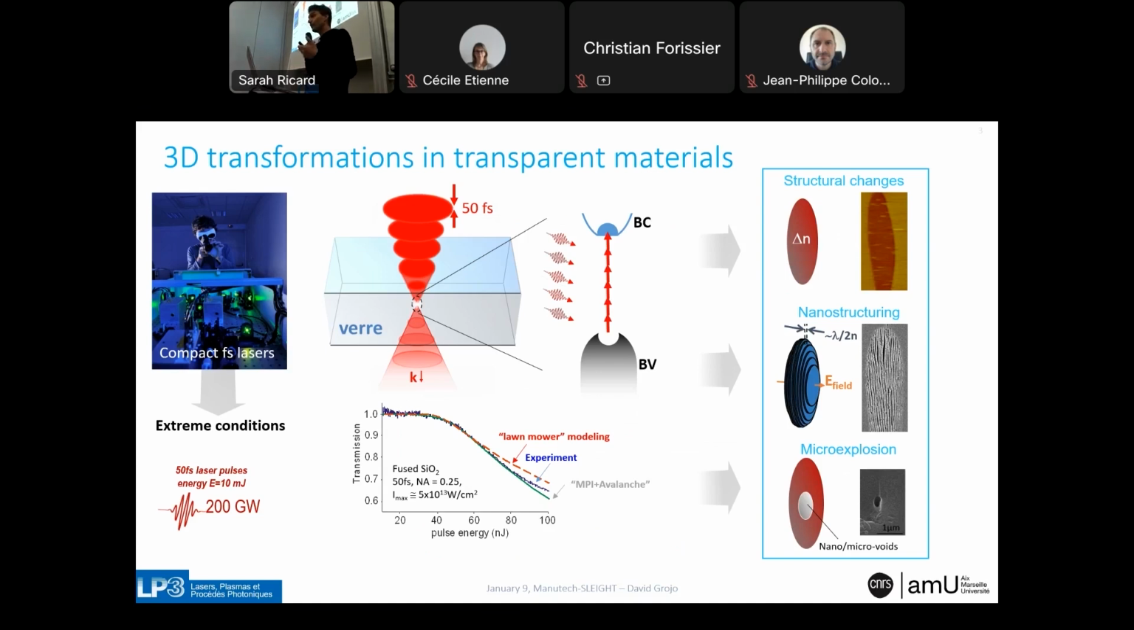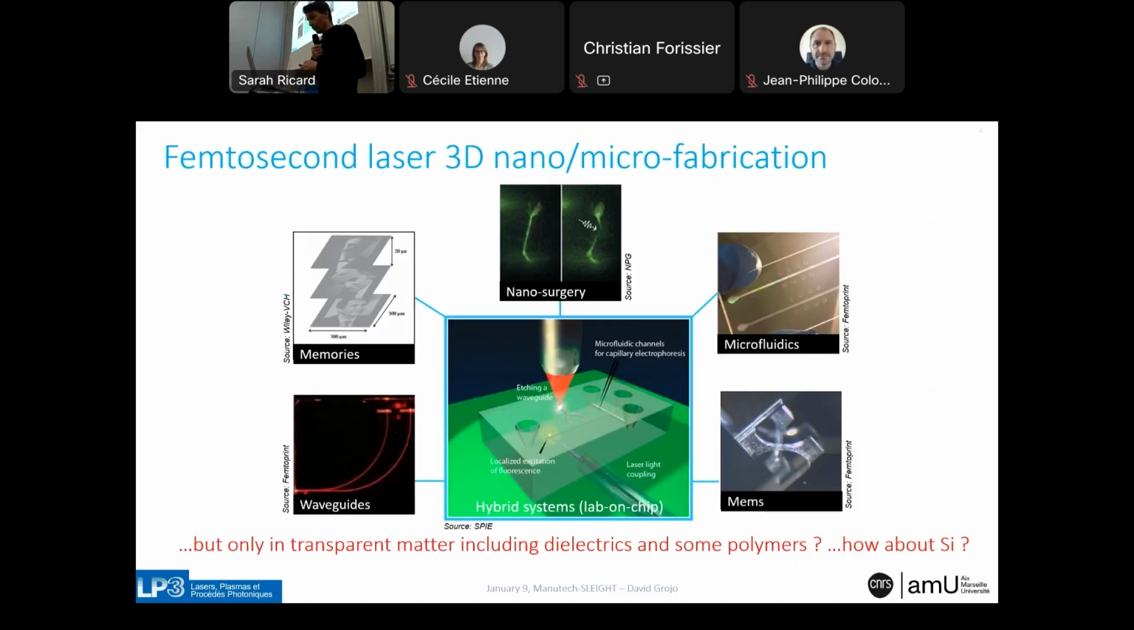So you have a material motion driven by the electric field of the light that can cause these nanostructures, which can be very attractive if you want higher contrasted index changes for optics applications. And finally, for the most extreme conditions applied in glass, you will enter what people call the micro-explosion regime, which is basically extreme temperature and pressure conditions applied locally, creating a shock wave that will lead in the end to a void and a densified material around.